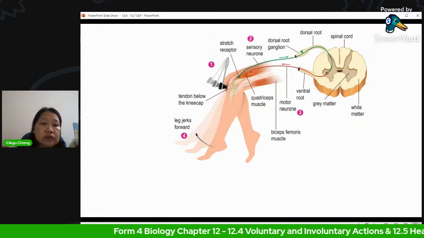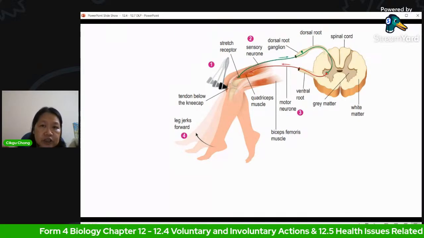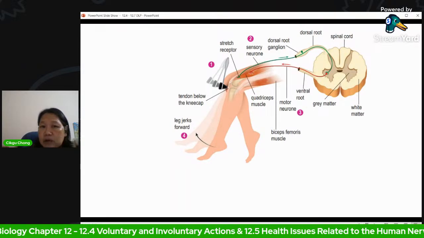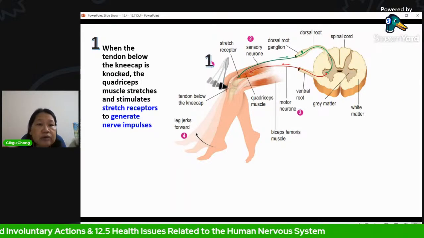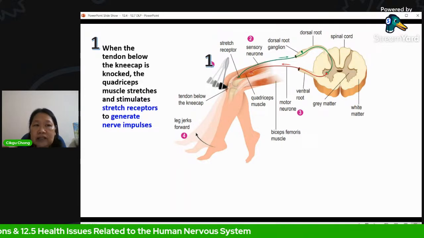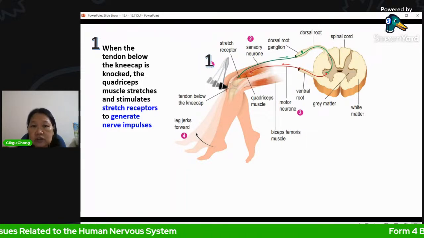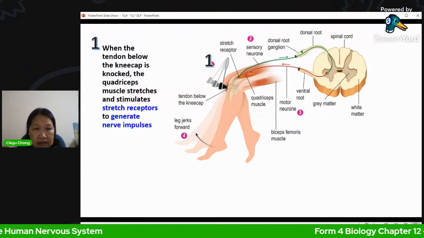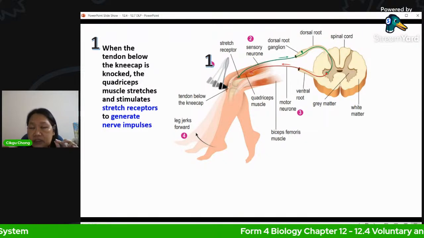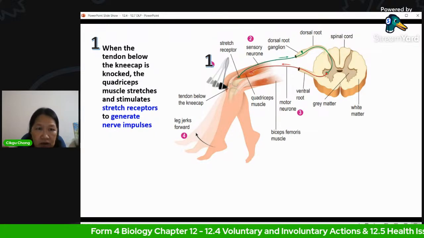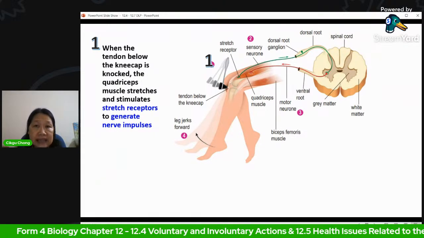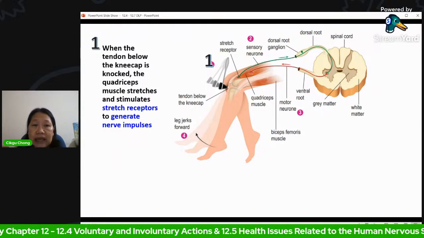You also need to know how to explain this knee jerk reaction. Again, the same thing, 1, 2, 3, 4, this one until 4 only. First of all, we start with the stimulus, number 1. When the tendon below the kneecap is knocked, so you're knocking at the tendon. The tendon is the tissue that connects the muscle to the bone. What bone I'm referring to is the patella, the kneecap bone.